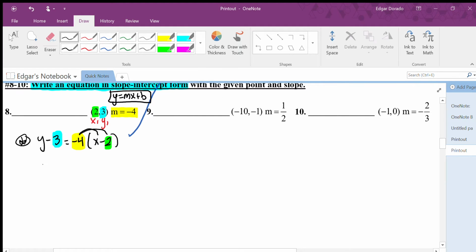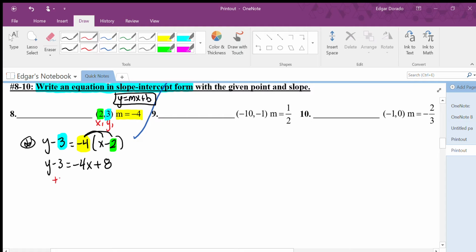So this is going to be y minus 3. I haven't even touched that. But now I have negative 4x, and then negative 4 times negative 2 is 8. Alright, that's looking a little better. But I want y all by itself, because in the end, we're really just trying to get y all by itself here, to get from point slope to slope-intercept form. So this is plus 3. So then we get y equals negative 4x plus 11.